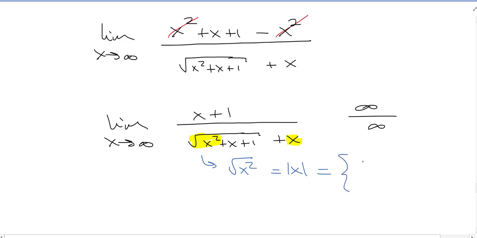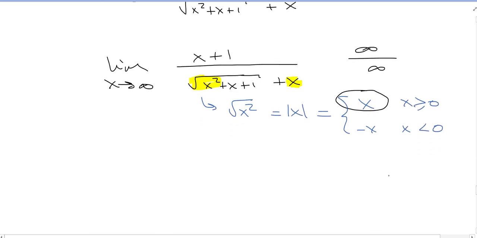And so we need to define it. As x, if x is greater than or equal to 0, or negative x, if x is less than 0. Luckily here, I'm just going as x goes to infinity. So the square root of x squared is going to be just positive x. If I was taking the limit as x went to negative infinity, then this term will become negative x. All right, so let's keep going.